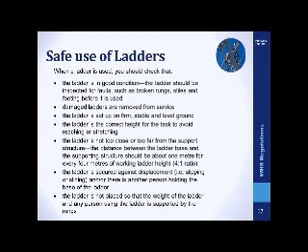The ladder is secured against displacement, for example slipping or sliding, and there is another person holding the base of the ladder. The ladder is not placed so the weight of the ladder or any person using the ladder is supported by the rungs.